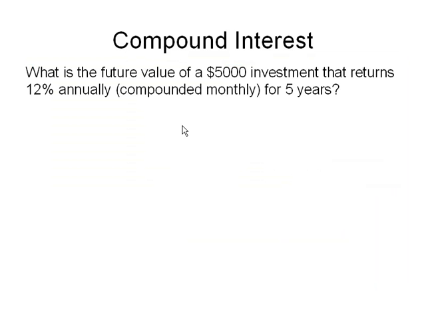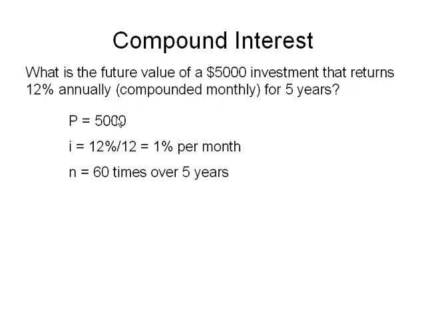So what is the future value of a $5,000 investment that returns 12% annually, that's compounded monthly, but for 5 years? If we're going to do 12% annually, compounded monthly, the information we have is that P is equal to 5,000. Our interest rate per period is 12% divided by 12, so we get 1% each month. And if we're going to do this monthly over 5 years, we're going to do it 60 times.